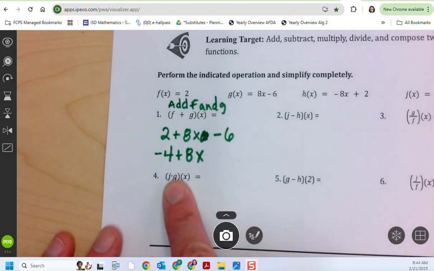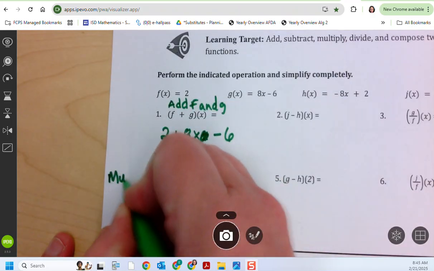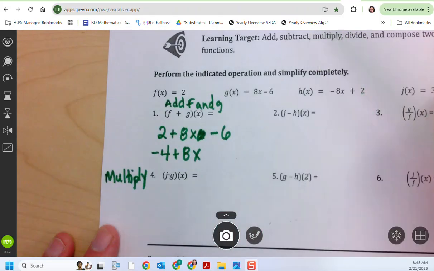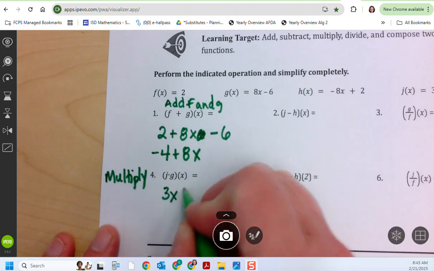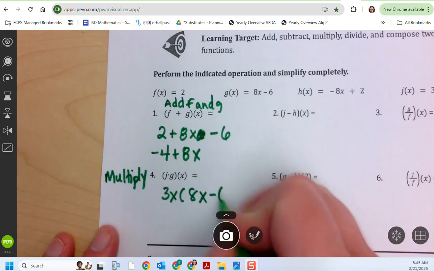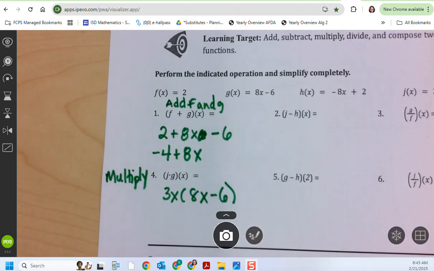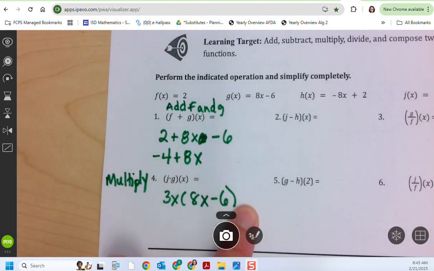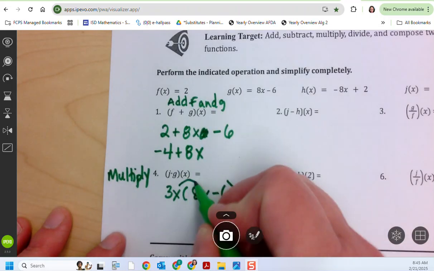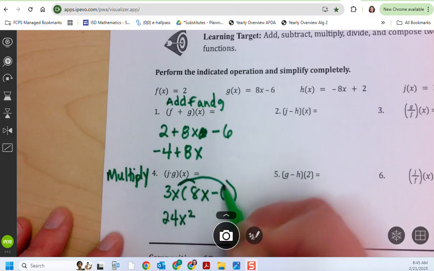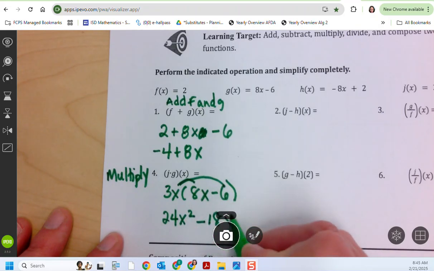In problem 4, you see a dot. That means multiply. J times g. So j is 3x. And then g is 8x minus 6. Okay, notice it's j times g of x, not times x, so we don't bring an extra x down. Then you're going to distribute, so that gets me 24x squared, and then minus 18x. And that's it.